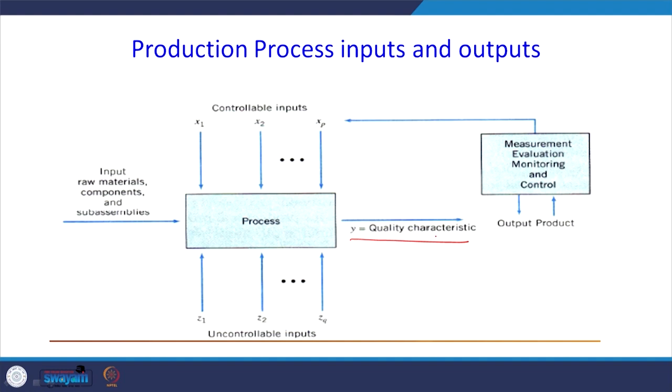If they are affecting y, we need to find out what combination of x1 and x2 will provide a better y value. So: measurement, evaluation, monitoring and controlling. For that purpose ANOVA is required. The purpose of ANOVA is, if there are many input variables, to find out how each input variable is affecting the quality characteristic. For that we can find out with the help of ANOVA.